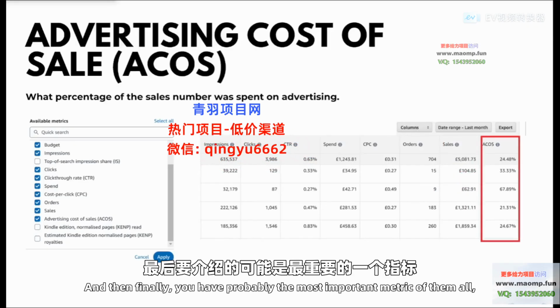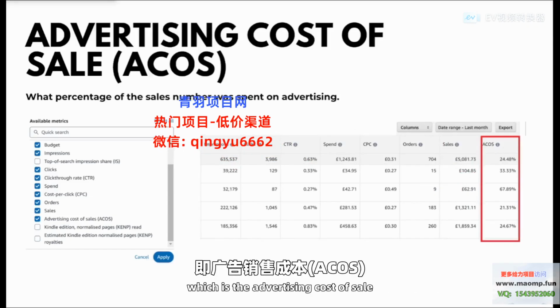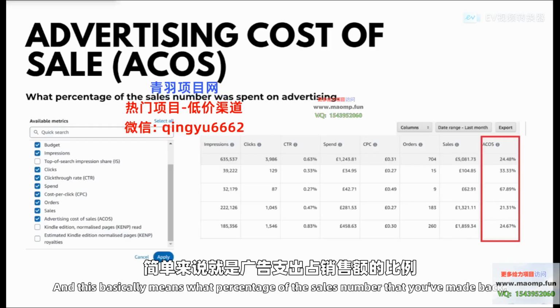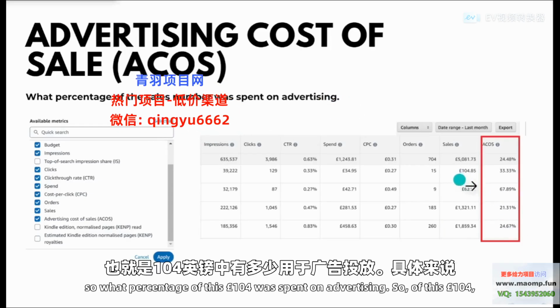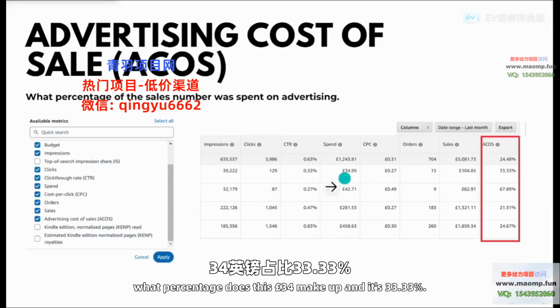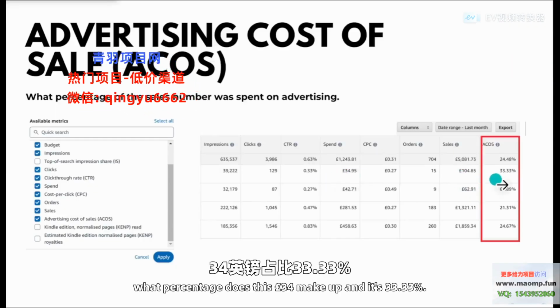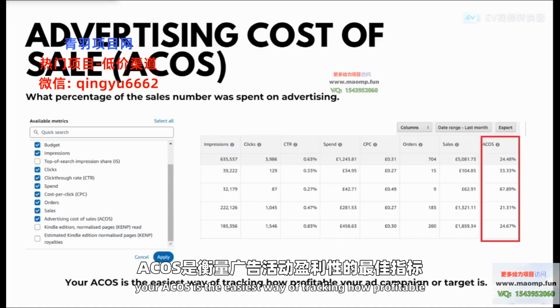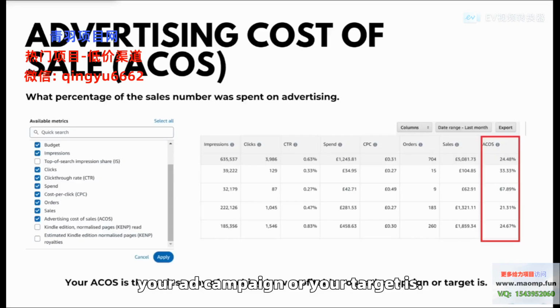And then finally, you have probably the most important metric of them all, which is the advertising cost of sale, or we shorten it to ACOS. And this basically means what percentage of the sales number that you've made back was spent on advertising. So of this £104, what percentage does this £34 make up? And it's 33.33%. And with that in mind, your ACOS is the easiest way of tracking how profitable your ad campaign or your target is.